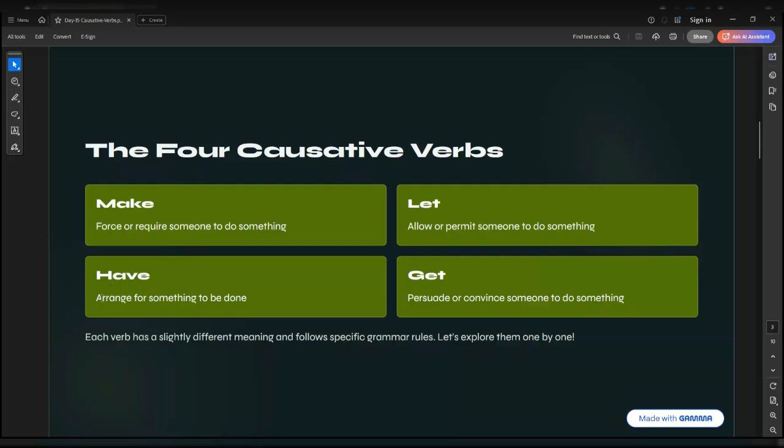Third one is have, which means to arrange for something to be done. I have made a cake. I have prepared the whole decoration. So it's arranging and to be done. And fourth one is get, to persuade or convince someone to do something. Get it done quickly, or let me get it, or can you get it for me? So it's like that, to persuade someone. Let's get deeper into it in the upcoming slides.